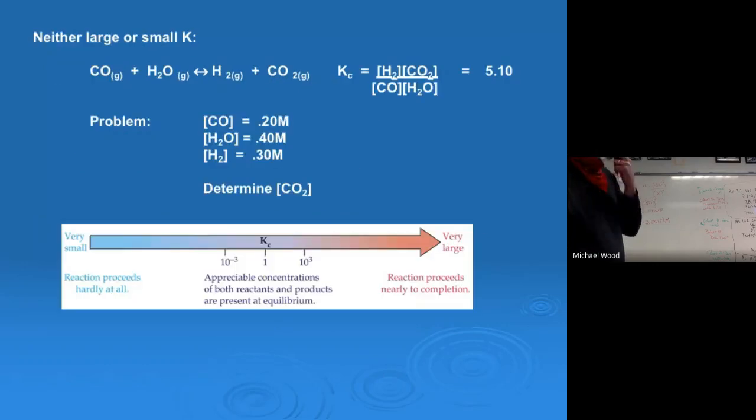Okay, a little bit more. Okay, so here's another problem. I'm going to go ahead and give you guys a minute and see if you can do it. Here's another reaction. Neither large or small K. And before I talk about that bluish red arrow there, see if you can solve for K there. Or not K, I'm sorry, see if you can determine CO2. So go ahead and read that. Let's just take a minute here, see if you can do this one.